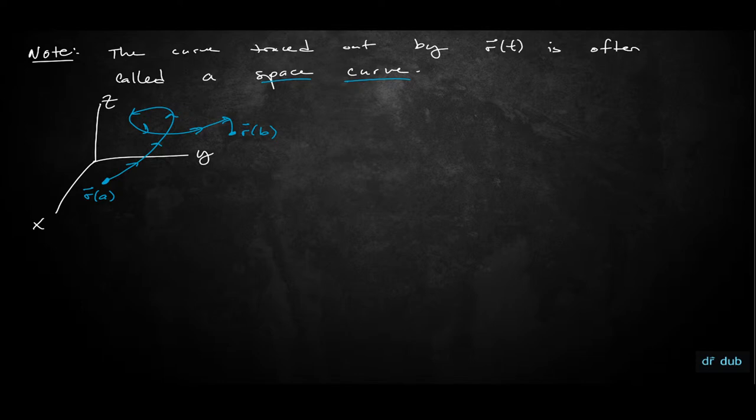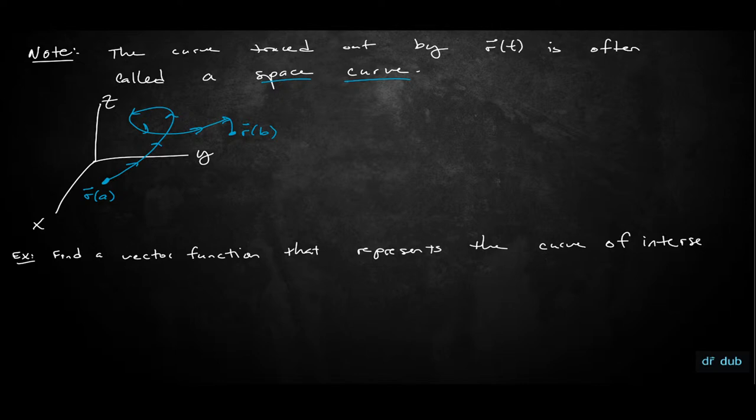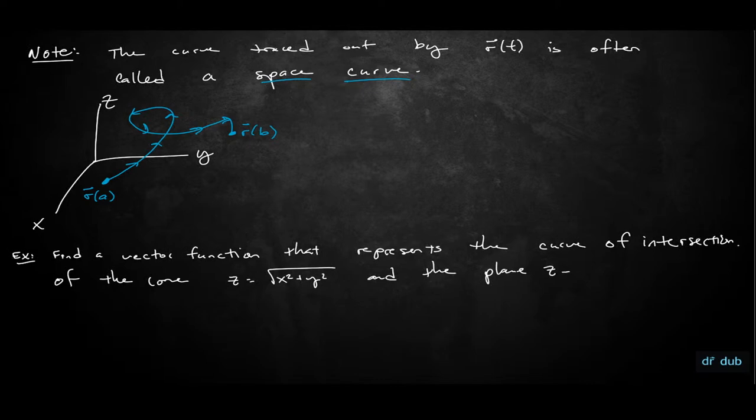We've got one more example, and we'll call it a day. Example: find a vector function that represents the curve of intersection of the cone z equals square root of x squared plus y squared and the plane z equals 1 plus y.